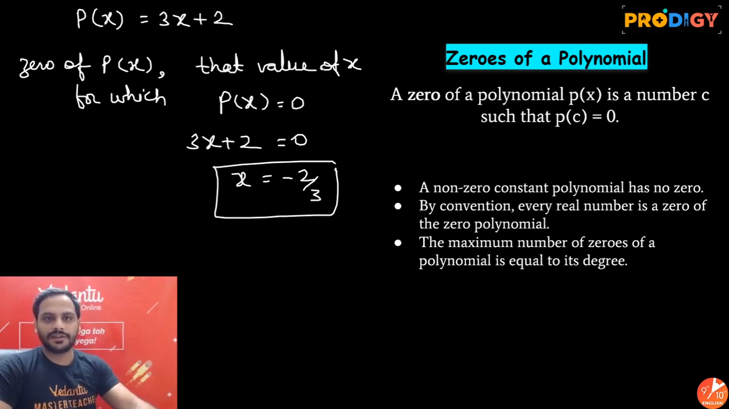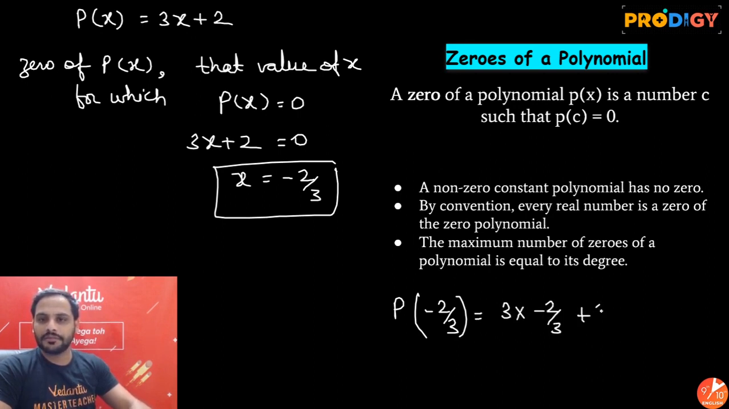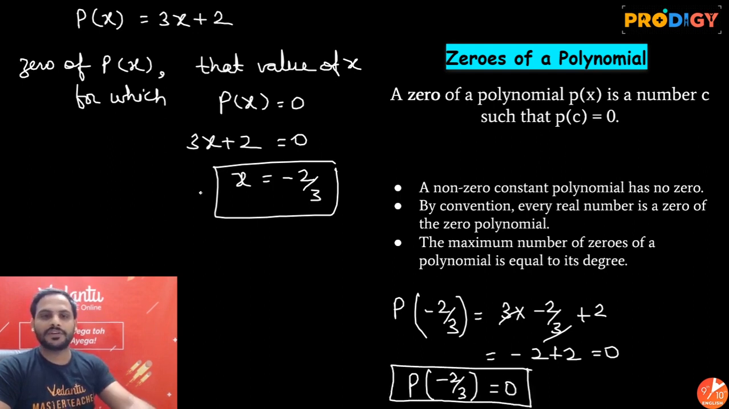So you can clearly see in this, I can clearly say value of this polynomial at x equal to minus 2 by 3 will be equal to 3 into minus 2 by 3 plus 2. This 3 and this 3 got cancelled. Minus 2 plus 2 is equal to 0. So value of the polynomial at x equal to minus 2 by 3 is equal to 0. That is why it is called 0 of the polynomial.